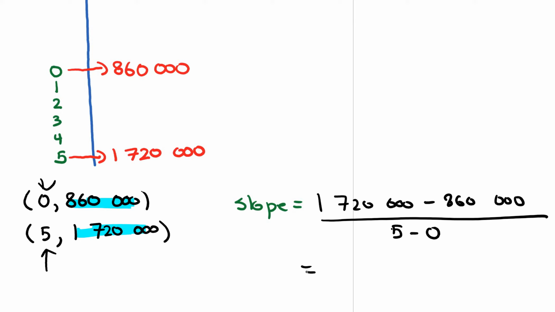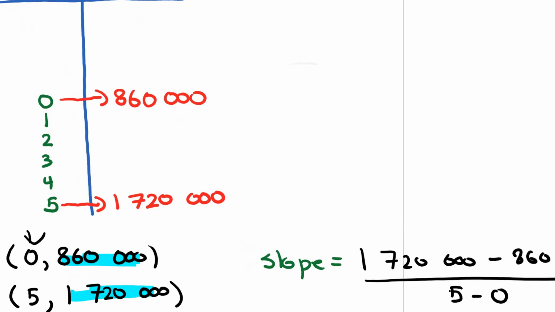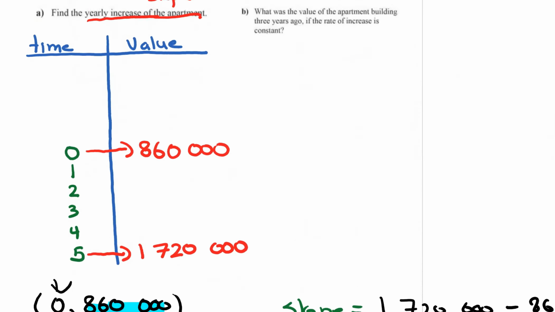And feel free to just go to a calculator for that. I get $172,000, and the units are dollars per year. Okay, so basically what that means is that the apartment is going up in value by $172,000 per year.